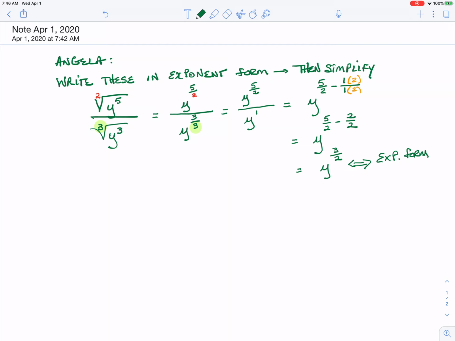And I'm not sure what the instructions said on the problem, but if it asked me to take it back into radical form, it would look like this. And again, notice that the denominator of the fraction is 2. And when you do a square root, it isn't necessary to write the 2 in the position of the index. So I hope this will help, Angela.